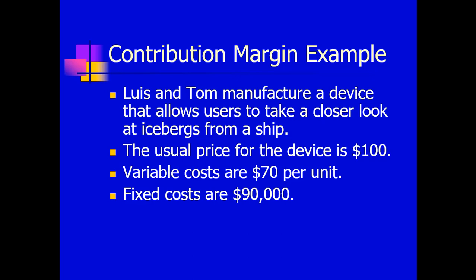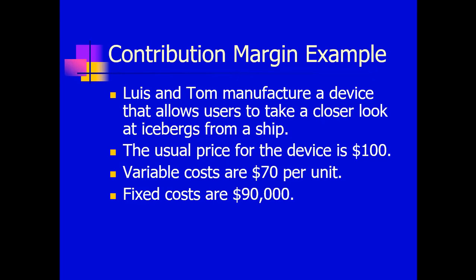I wanted to get us started with this first video just by recapping what we talked about last time with this contribution margin example for Lewis and Tom. Remember, we said that Lewis and Tom manufactured this device that allows users to take a closer look at icebergs from a ship, and it gave us the selling price, the variable costs, as well as the fixed costs, what they generally are, over the course of a year.